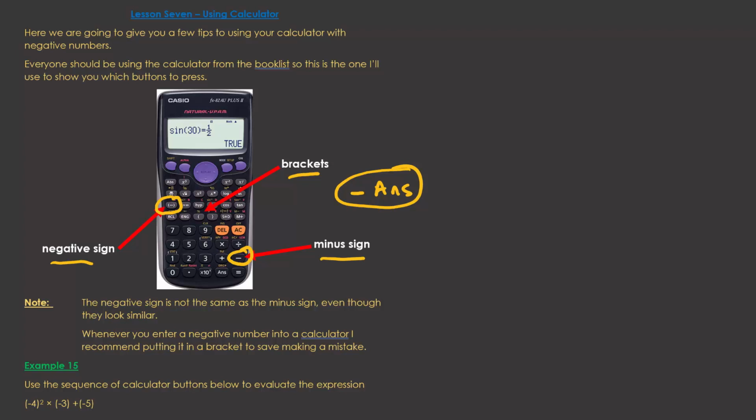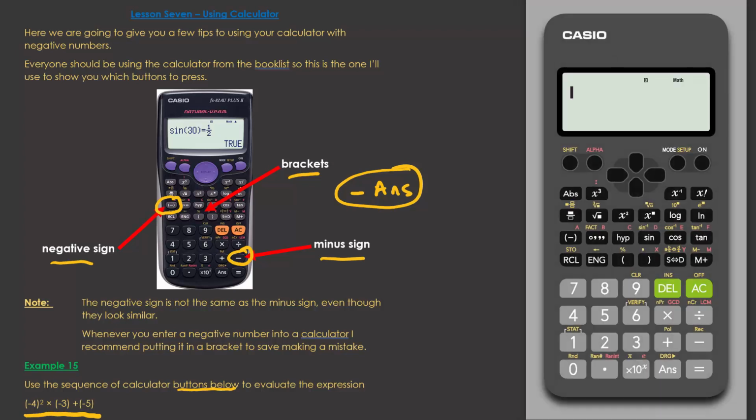So we're going to use the sequence of calculator buttons below. In fact, I've not put the sequence in. If you've got the printed version of these notes, which are available, then you'll see the sequence of buttons below in order to do this. But if you're watching the video, we're just going to go through it. So we're going to look at how to do that calculation on the calculator.